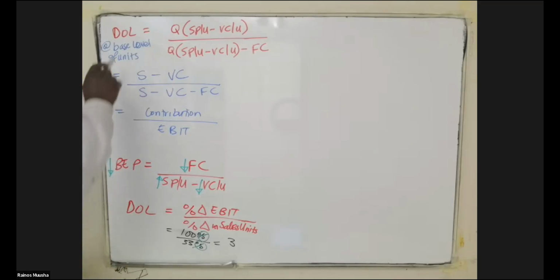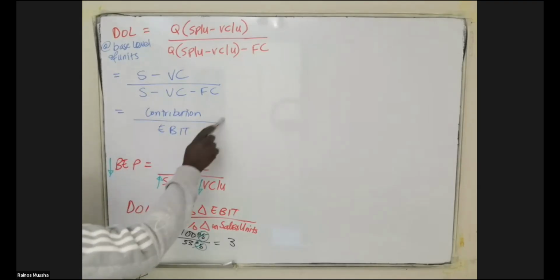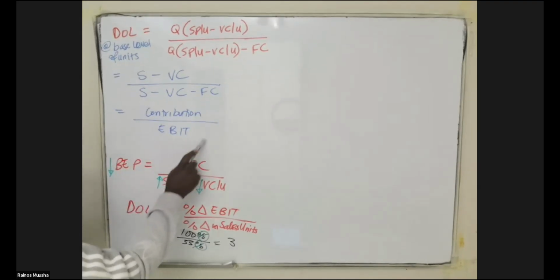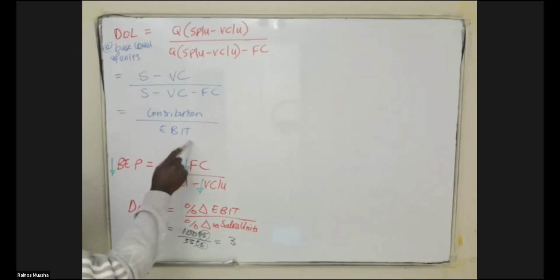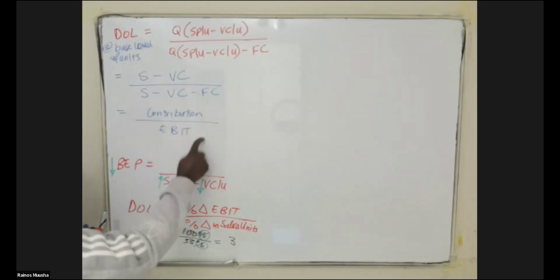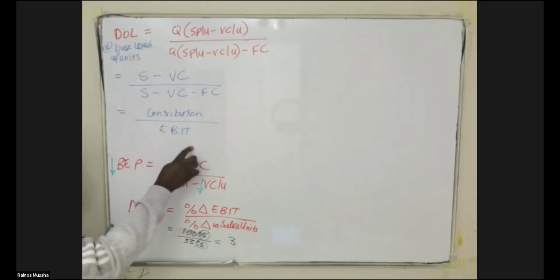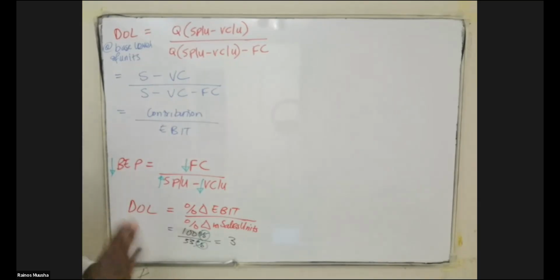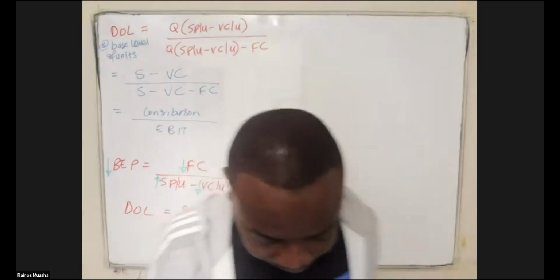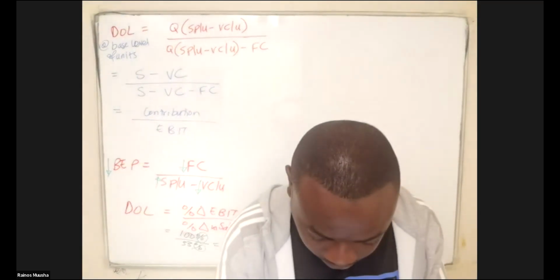So even if you use it at base level, your contribution is a rand amount and your earnings before interest and tax is a rand amount, which means the rand and the rand cancel out each other. Your degree of operating leverage in this case is just going to be a value, not a percentage, not a rand amount. Are we together? Any questions? So can we move on to the next section.